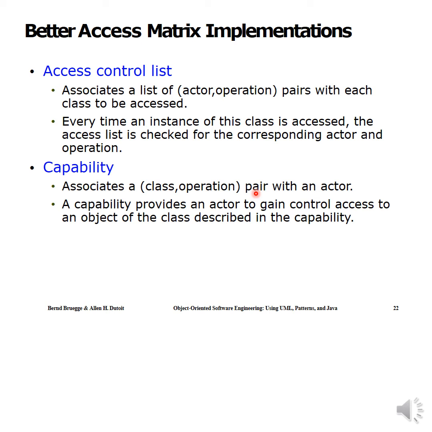So the representation of the access matrix has an effect on performance. Global access tables require more space. Access control lists make it faster to answer the question of who has access to this object, whereas capability lists make it faster to answer the question of which objects this actor has access to.